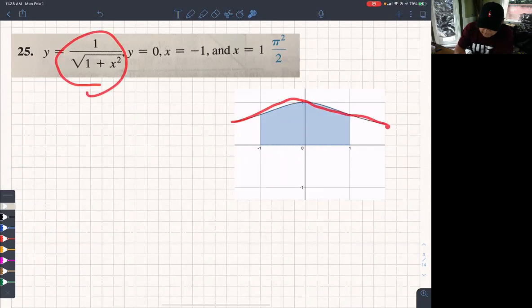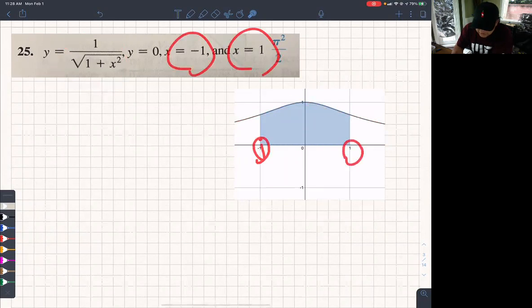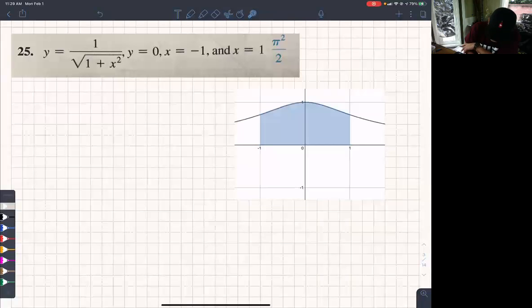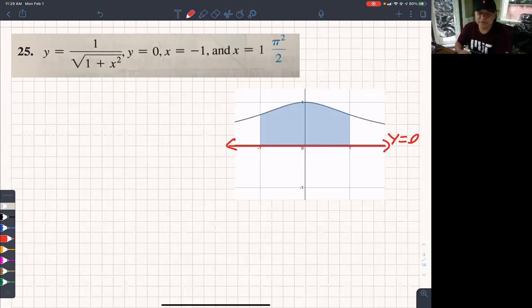They tell you from -1 to 1, so we start at -1, end at 1, and there's our region, and y = 0 is the x-axis. So we're rotating that, and they told us around the x-axis. So my axis of rotation, let me put it in here. There's my axis of rotation, y = 0. So let's start spinning this thing around.